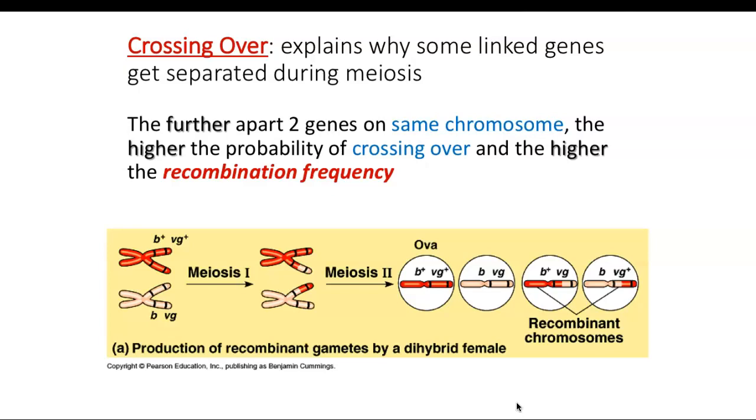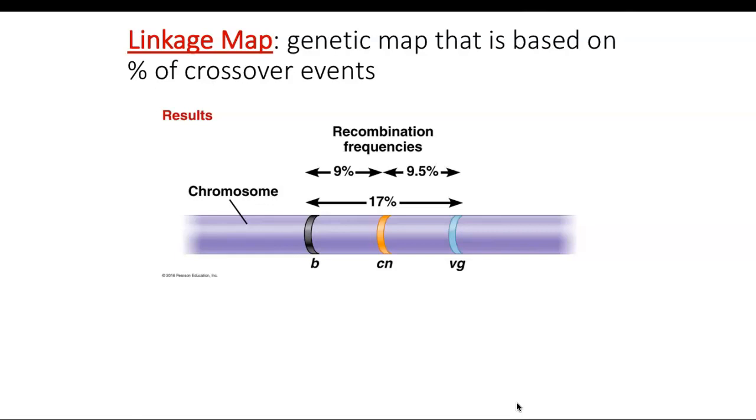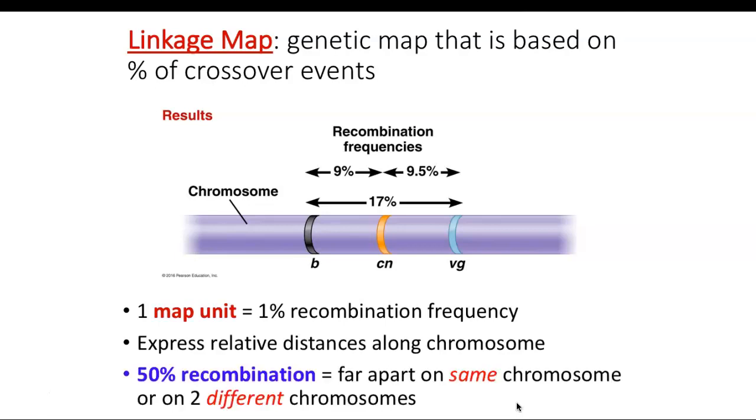So the farther apart two genes are on a chromosome, the more likely they're going to get separated during crossing over, because there's more spots between them for a breakage to occur. Geneticists will create linkage maps to show how far apart two genes are from each other. One map unit means a 1% recombination frequency. Remember, recombination frequency is recombinants divided by total. And so that would be a really low number.